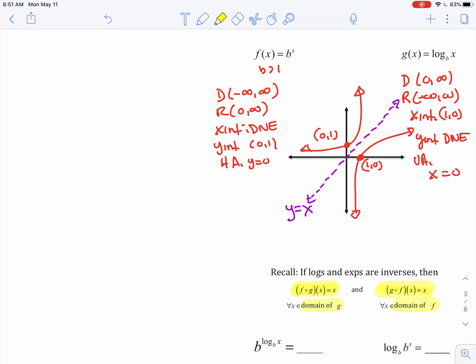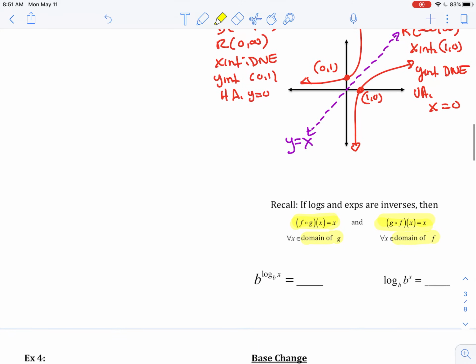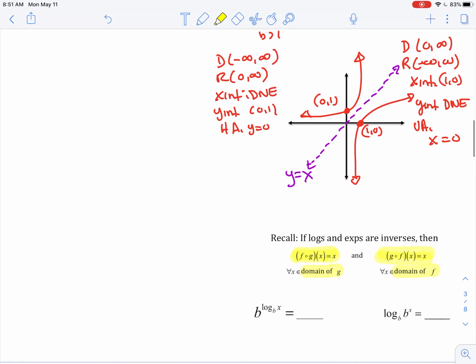So if our logs and our exponentials are inverses, if we plug the log function into our exponential function, then whatever we plug in, we are going to get out. But recall with our logs, we have a restrictive domain, so as long as we plug in x, we will get out x, as long as x is greater than 0. We can only use x values greater than 0.